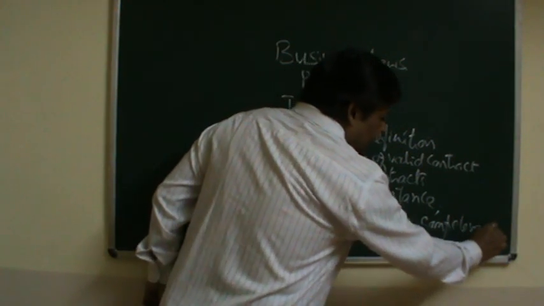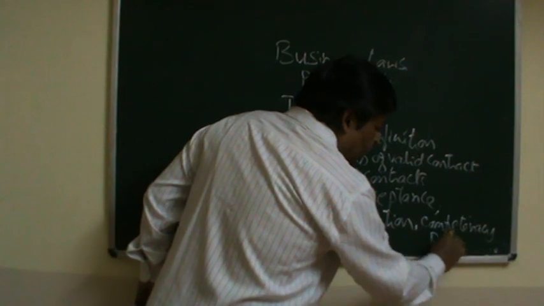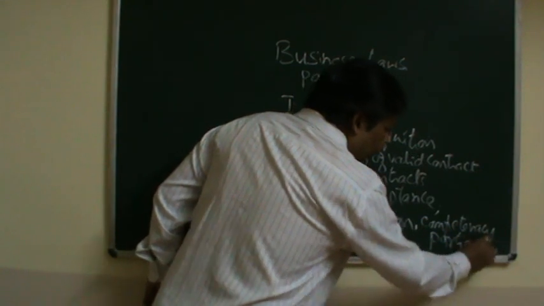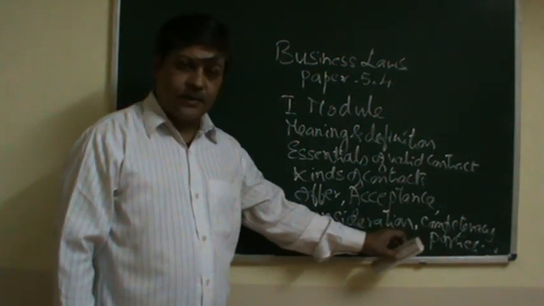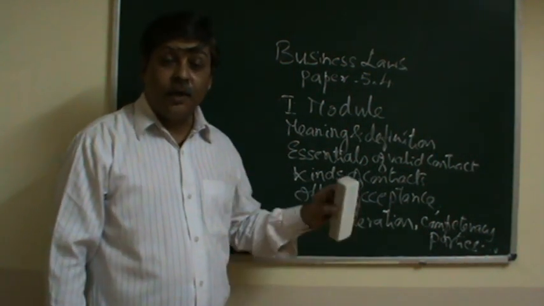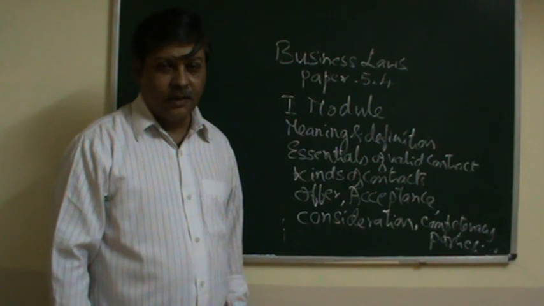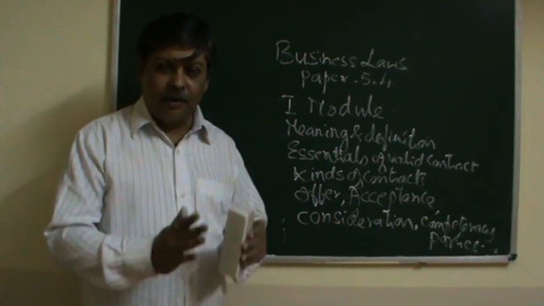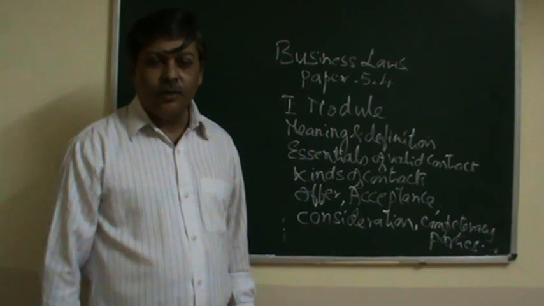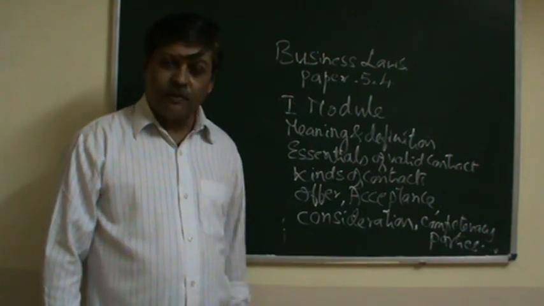Then we are going to study about the competency of the parties. The competency of the parties is to be studied. So the parties to the contract must be competent. It is called capacity to contract. They must be capable of entering into the contract. So competency of the parties.